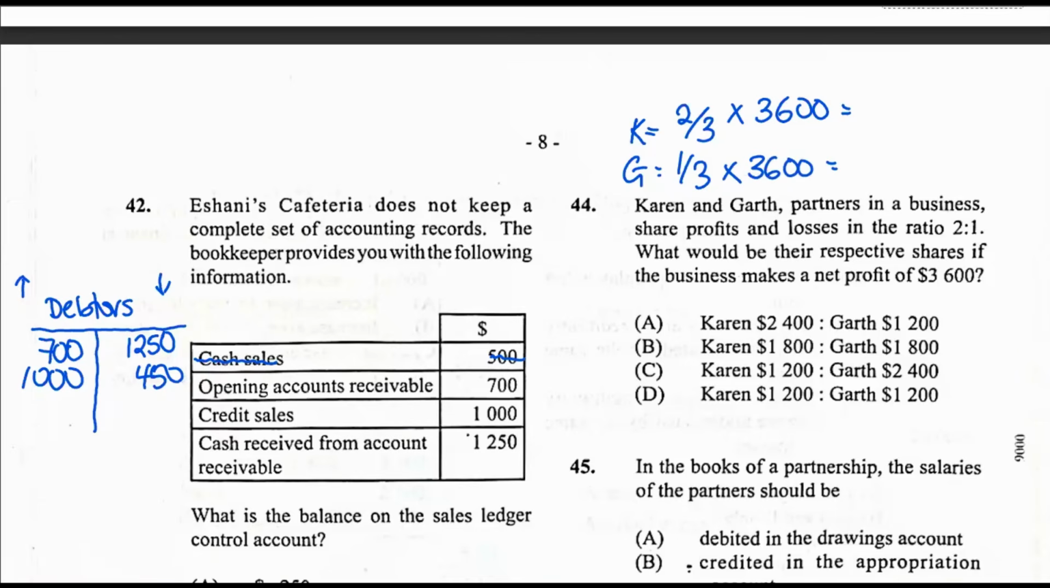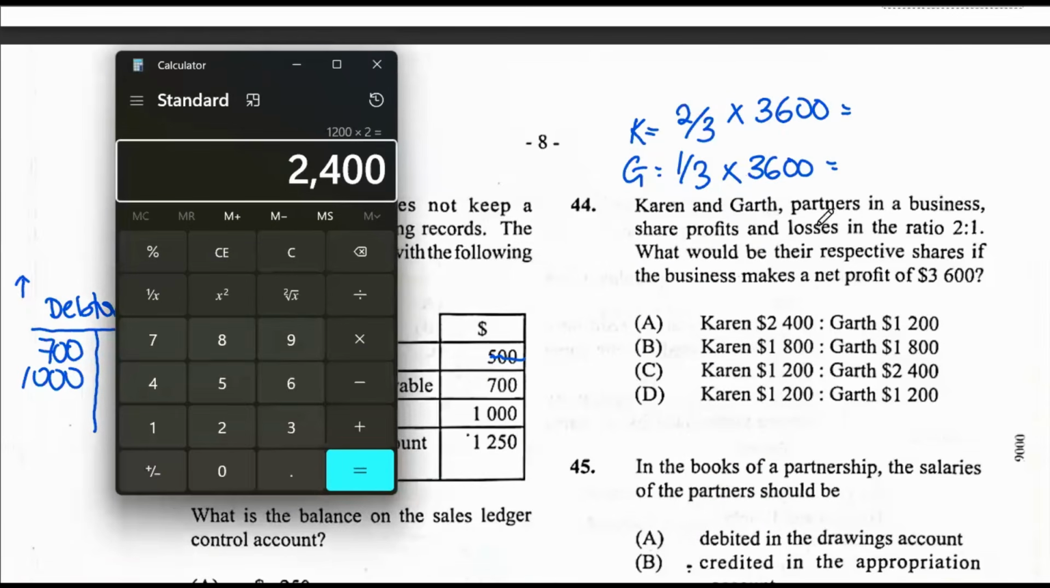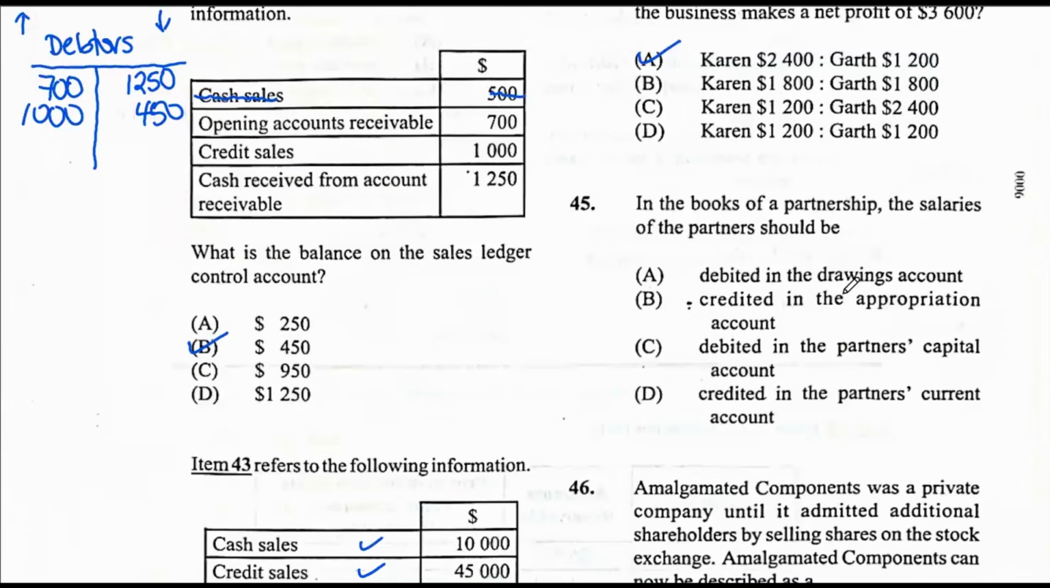Right, so straight away, you're going to realize that Karen should be getting 2,400 and Garth will be getting 1,200. Right, so you see that right there, guys. So easy answer. Nice. Time for us to move on to number 45.